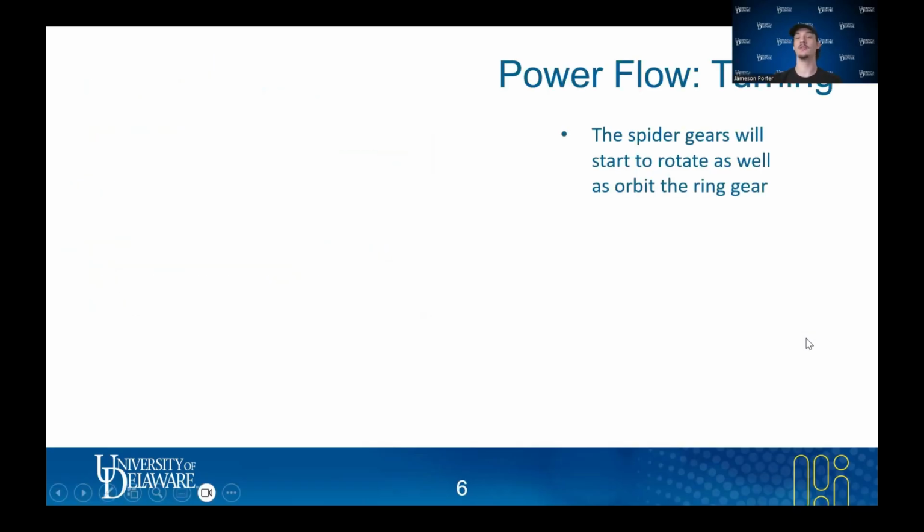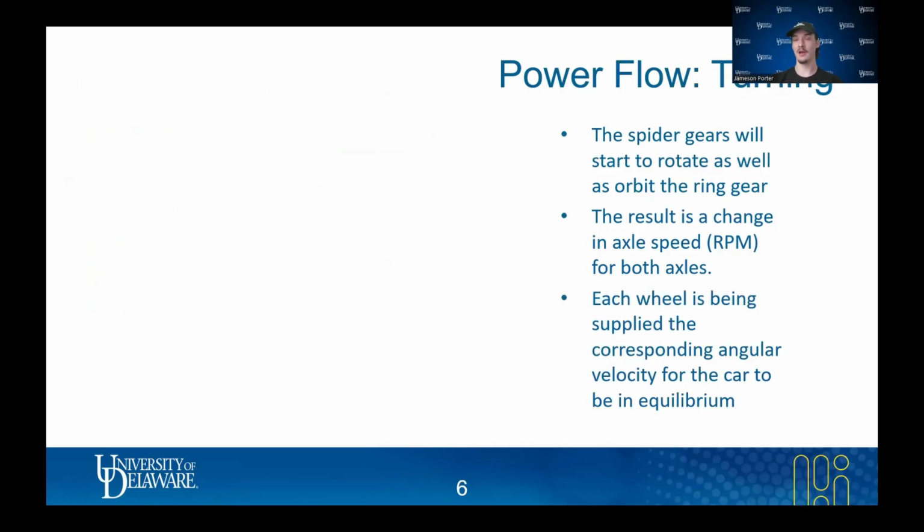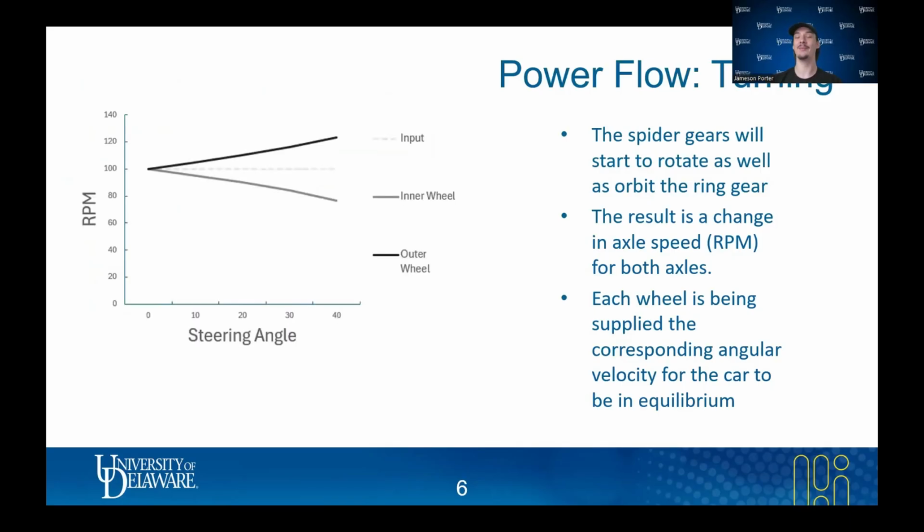This story changes when the car starts to turn. So the spider gears will start to rotate on their own axis as well as orbit with the ring gear. And the result is an axle speed change between both axles. So one axle will speed up and one axle will slow down. So each wheel is going to be supplied the corresponding angular velocity so that the wheels can travel at the speed that they need to travel along that arc that I showed in the beginning.